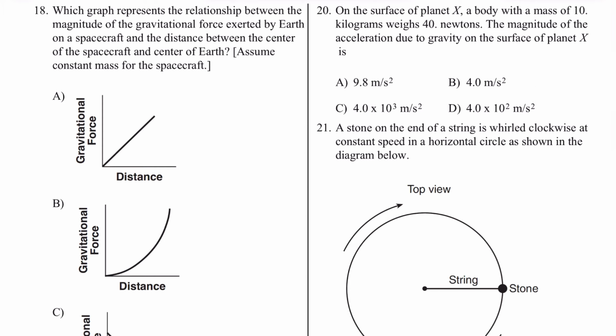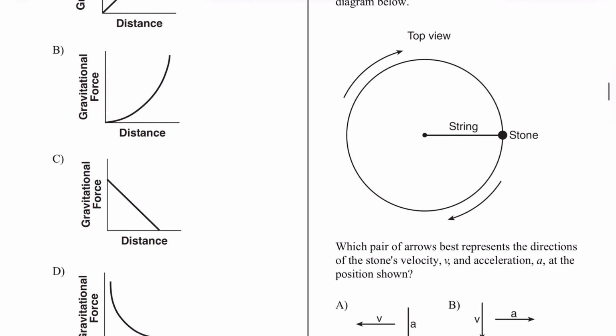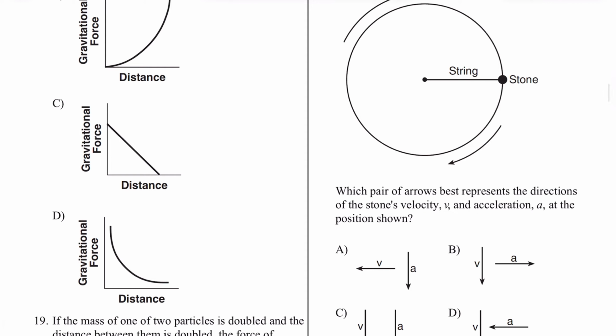18. Which graph represents the relationship between the magnitude of the gravitational force exerted by Earth on a spacecraft and the distance between the center of the spacecraft and the center of Earth? So this is the same exact thing. More distance is going to be less force. So that's D, and it's exponential because of the square.